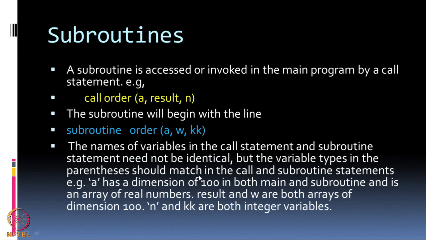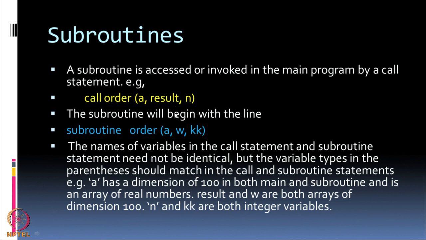Okay? So, variable types in the parenthesis should match. Okay? Suppose this A has a dimension 100 in the main program, then in the subroutine also A should have a dimension 100. Okay? If result has a dimension 10, subroutine also should have the same dimension, and whatever is the type of n, suppose n is an integer in the main program, in the subroutine also it should be an integer. So, these should be matched, the rest there is complete freedom.